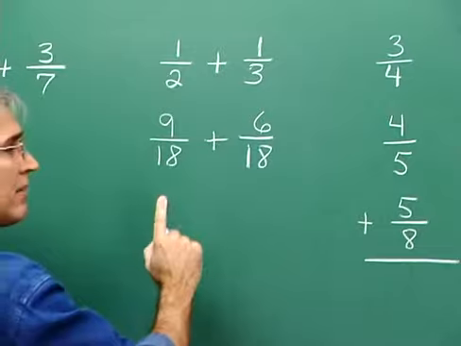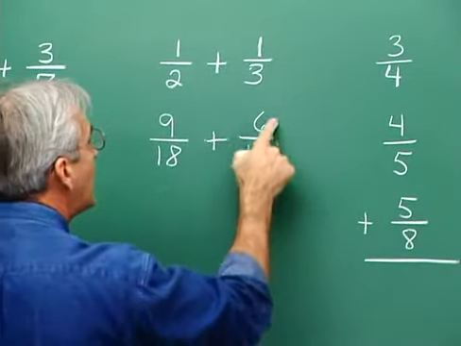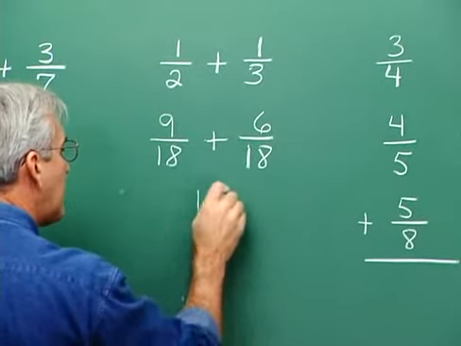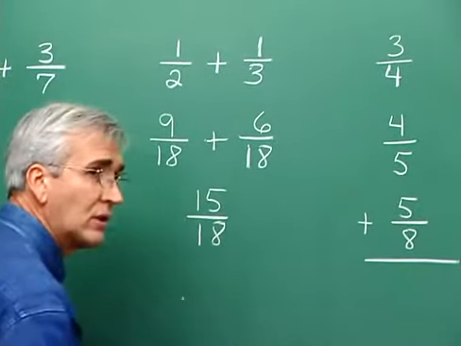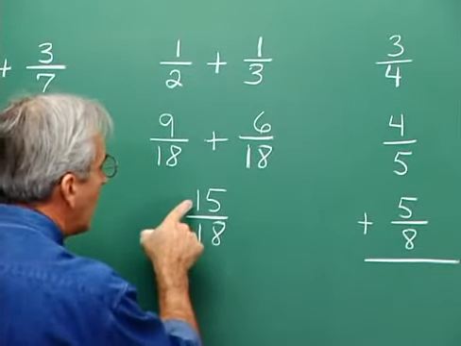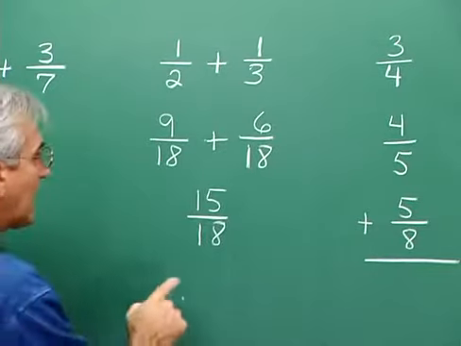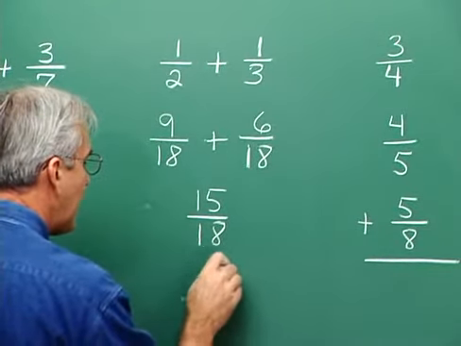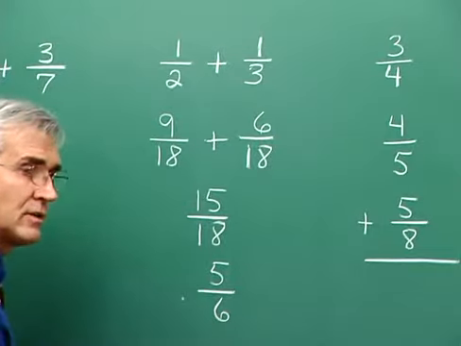I have a common denominator. I add the fractions by bringing together the numerators. 9 plus 6, 15. 15/18. Oh, but wait, I can reduce this fraction. I see that 3 is a factor in both 15 and 18. So I can say that 3 into 15 goes 5. 3 into 18 goes 6. So this reduces to 5/6.